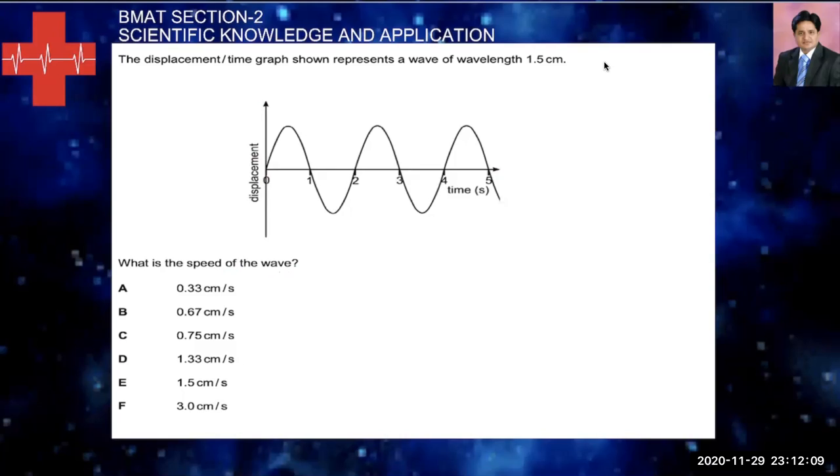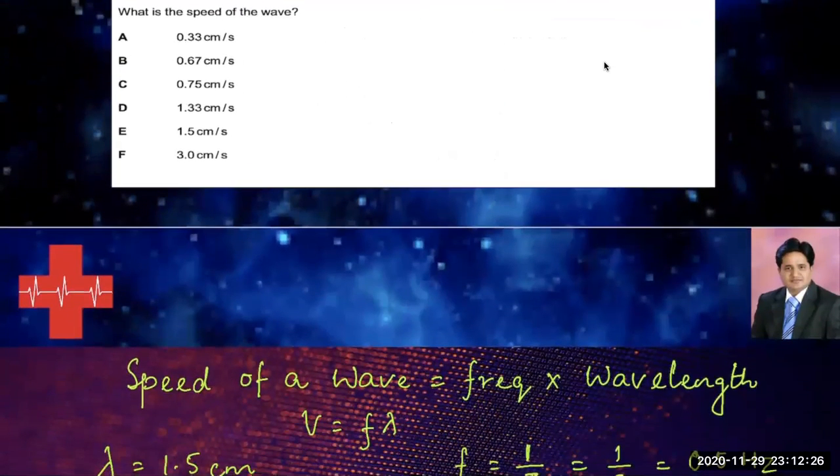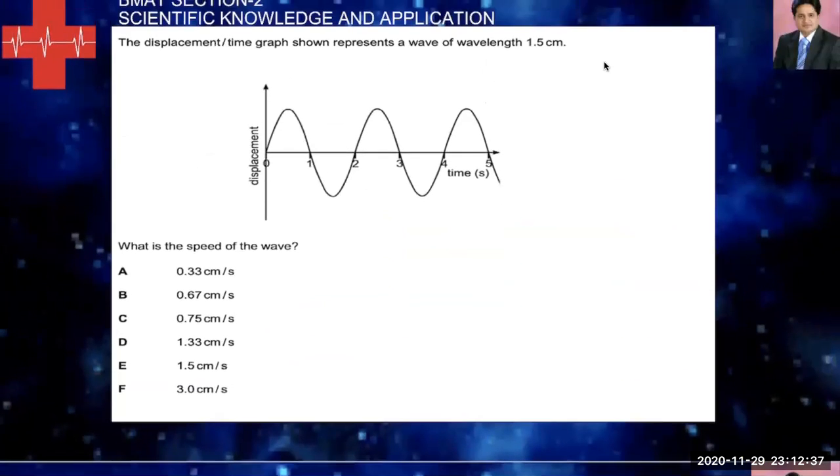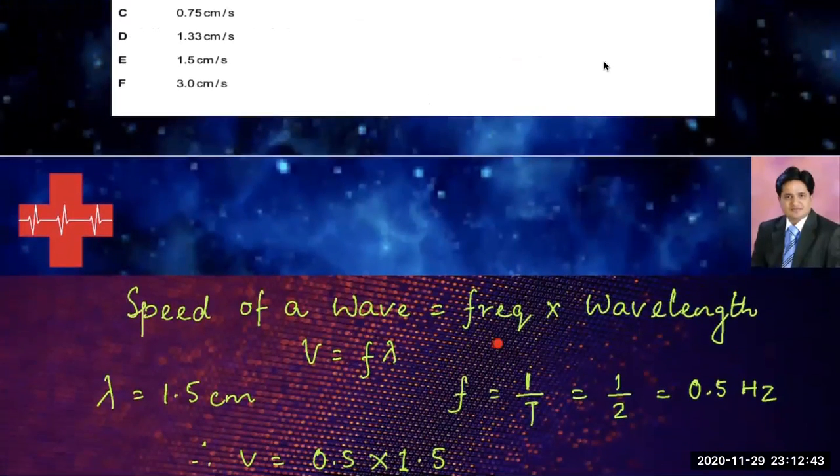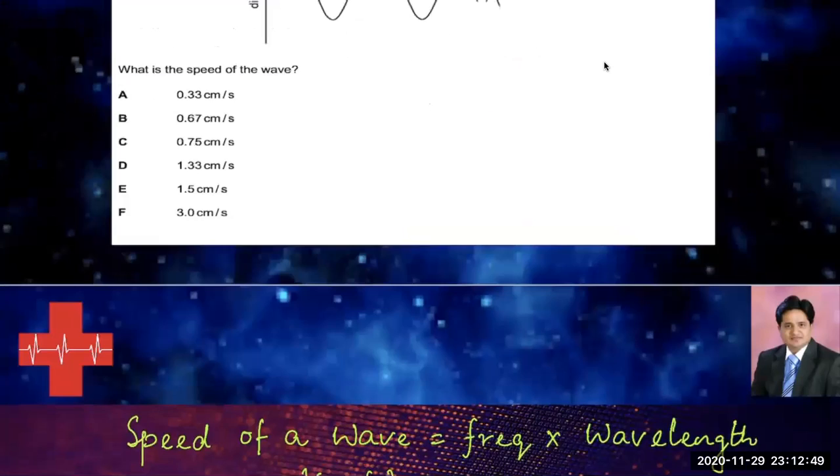In order to understand what is the speed of the wave, first you need to know what the speed of the wave means. The speed of the wave actually means how fast the energy of the wave is transferred. And the formula for the speed of the wave is frequency times wavelength. So when you multiply frequency by the wavelength, you get the speed of the wave. Now, wavelength is already given here. It's 1.5 meters. So all we need is the frequency. If we are able to calculate the frequency, we'll be able to calculate the wave velocity.